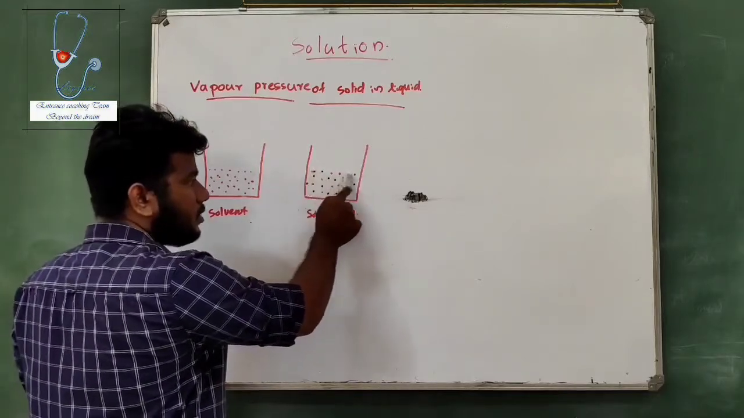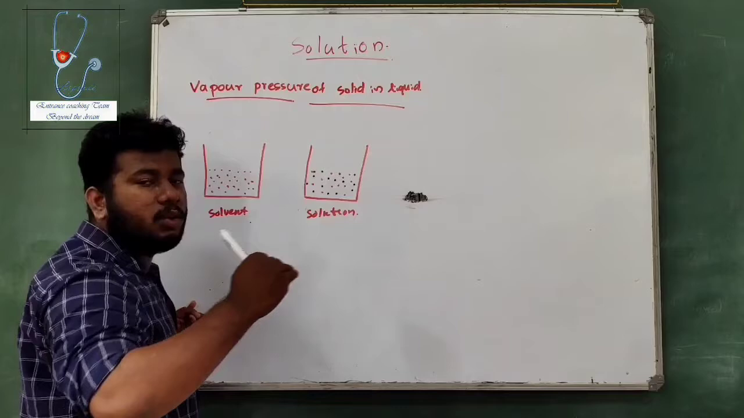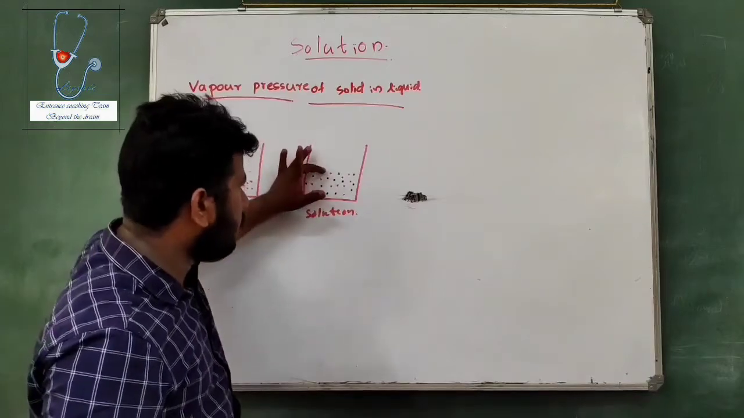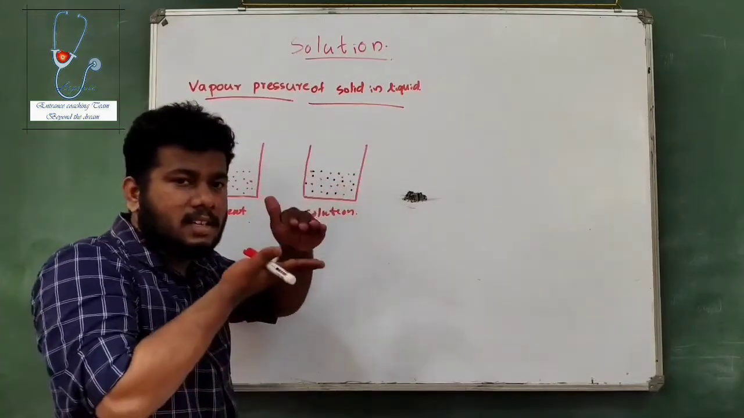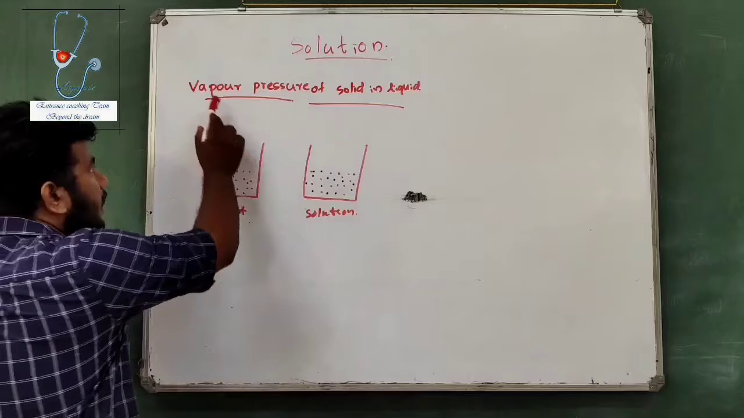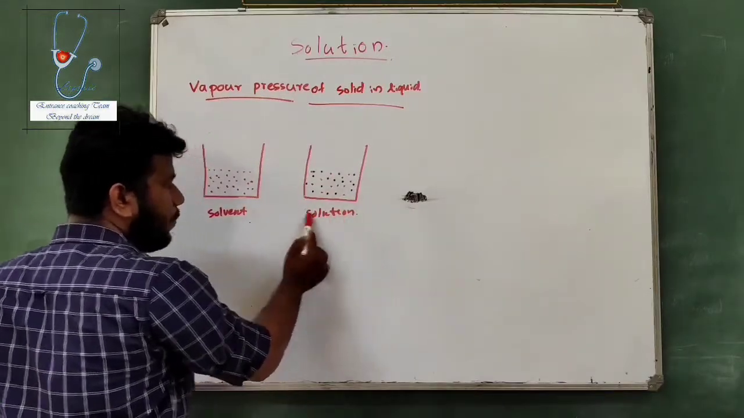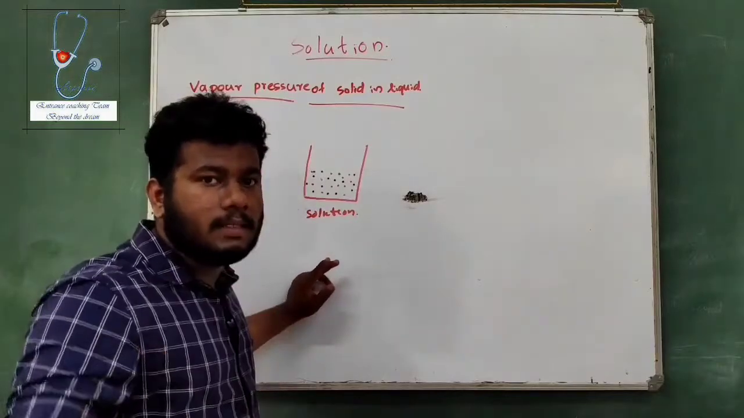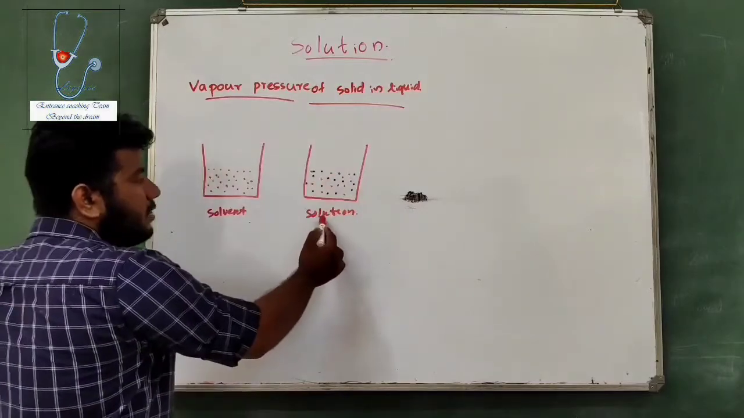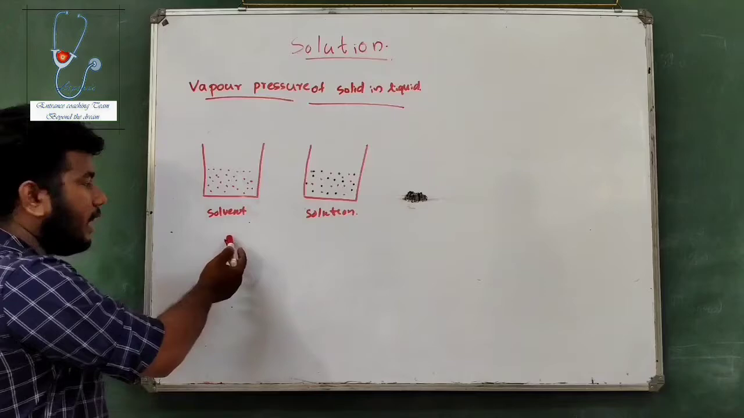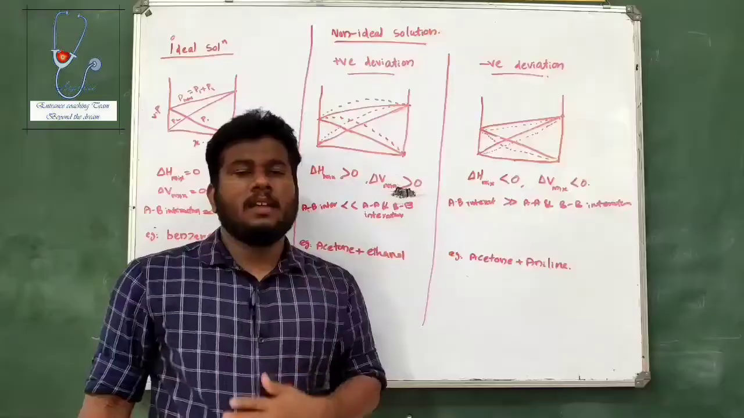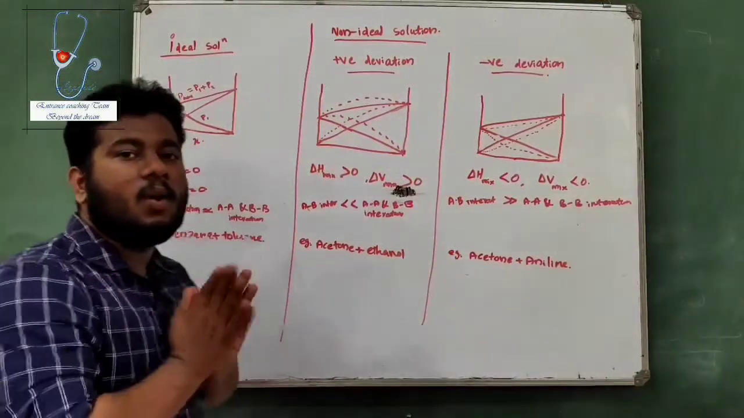In solution, the surface covered by the solvent molecules is less, so evaporation of vapor molecules is less, so the pressure exerted by the vapor is low. Hence we conclude that the vapor pressure of a solution at a given temperature is less than that of the solvent at the same temperature. Okay, very simple point. Come to the next topic, ideal and non-ideal solution.